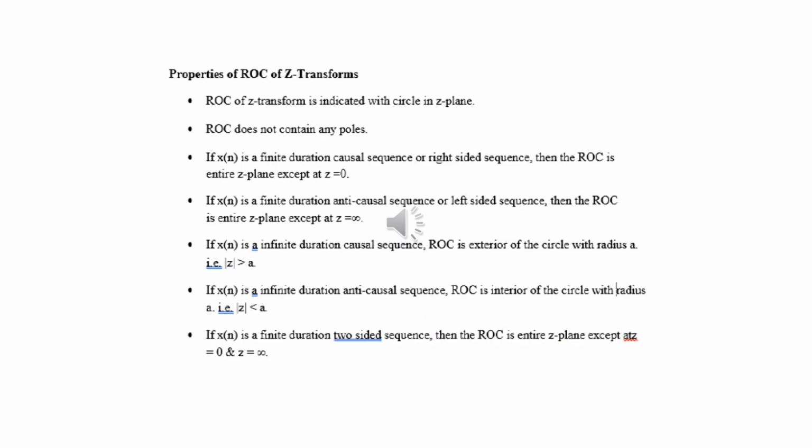So now let's see some properties of the ROC of the Z transform. So this ROC of the Z transform is indicated with a circle in the Z plane and it does not contain any pole. If the signal x(n) is a finite duration causal sequence or right-sided sequence, then the ROC is the entire plane except z equal to 0. Similarly, if x(n) is left-sided, then the ROC is the entire Z plane except z equal to infinity. Also, if x(n) is an infinite duration causal sequence, the ROC is the exterior of the circle with a radius a.